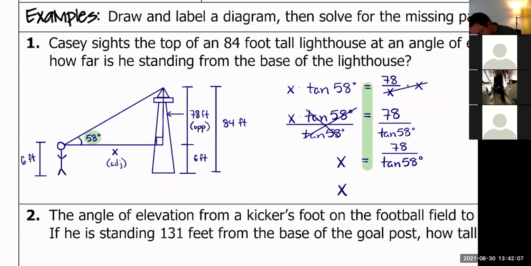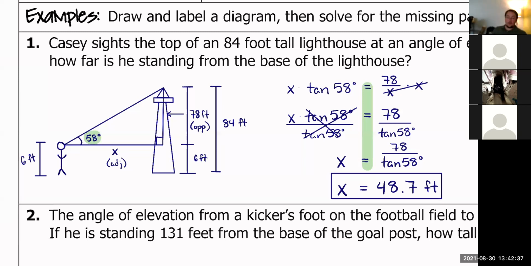With the help of the calculator, what does that give me? 48.7. Now remember, there is a story attached to it. It's not degrees. Everything else is measured in feet, so we have to stay relative to that. So we can say then that Casey here is 48.7 feet from the lighthouse.